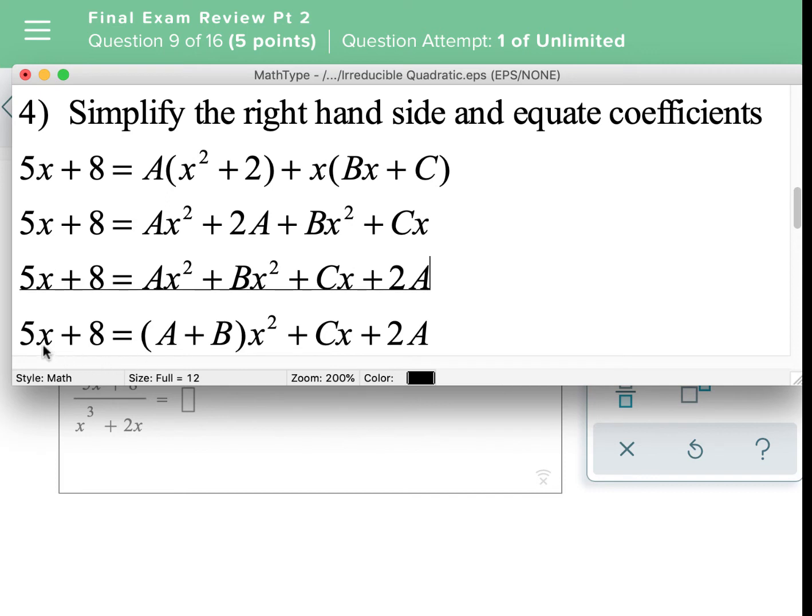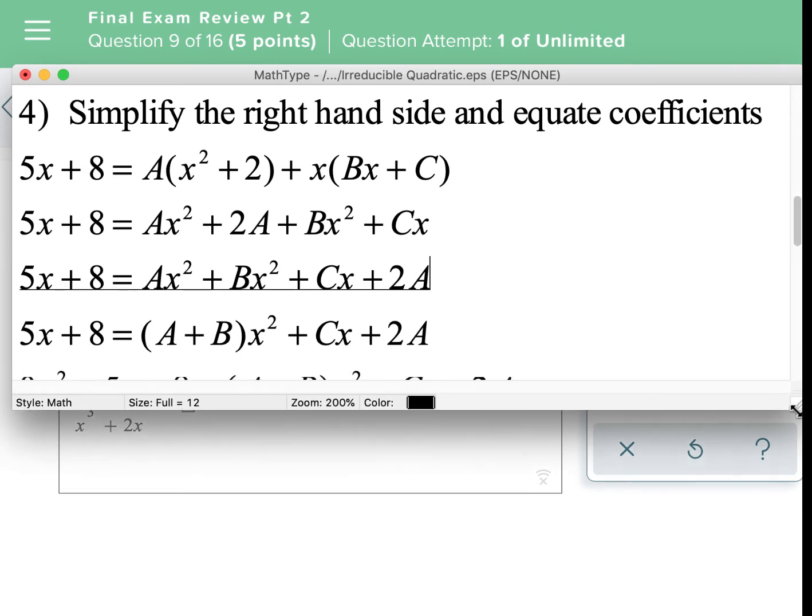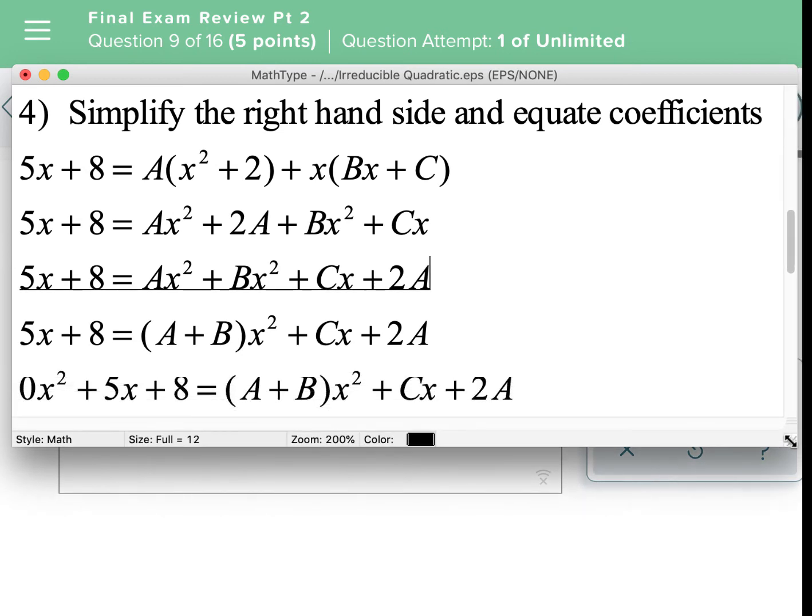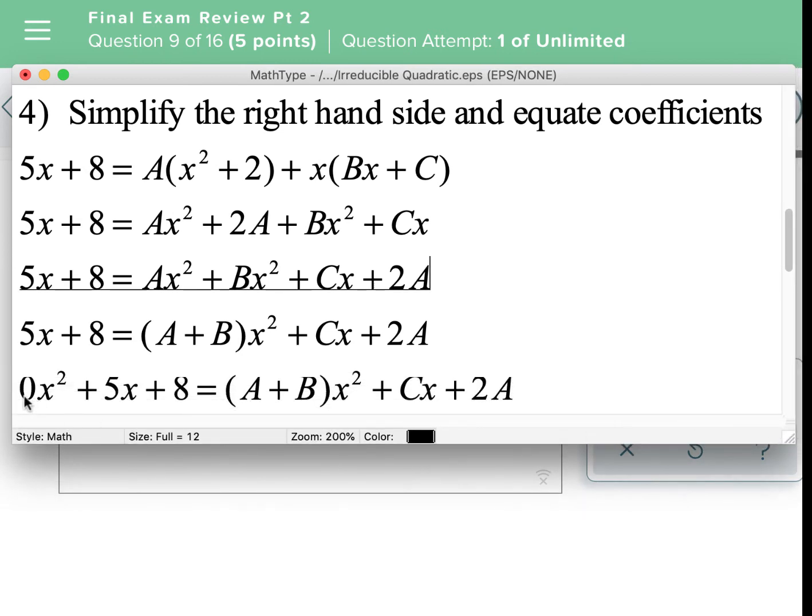On the left-hand side, I notice there's no x squared term, so I could rewrite the left-hand side as 0x squared plus 5x plus 8. And you say, well, why would you do that? Well, because I have an x squared term on the right, and I want to equate those coefficients. So 0x squared plus 5x plus 8 is equivalent to 5x plus 8. And so now I can equate the coefficients.